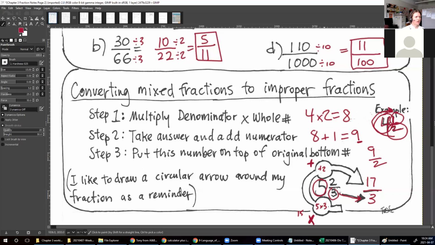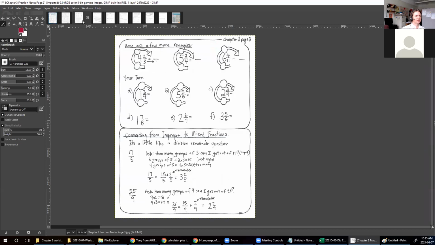And I can explain this way more detail if you want of why this works. But I think probably what will make more sense is if I do a couple more examples, and I'll let you guys do it as well with me. So I'm going to flip over to page number 3 here. A few more examples.